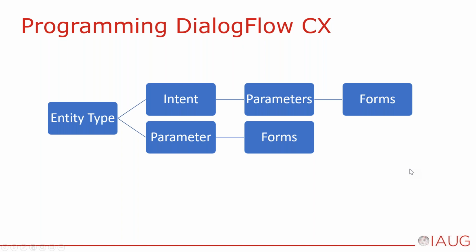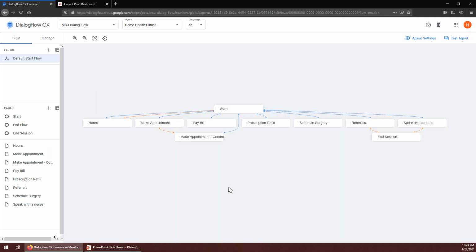So just kind of want to, again, put this together really quick. You've got an entity type, which again are those nouns that we're collecting. Those can either go to a parameter, which is included in a form, or they can go into an intent, which goes into a parameter, which goes into a form. But enough PowerPoints, let's look at what DialogFlow looks like in real life.